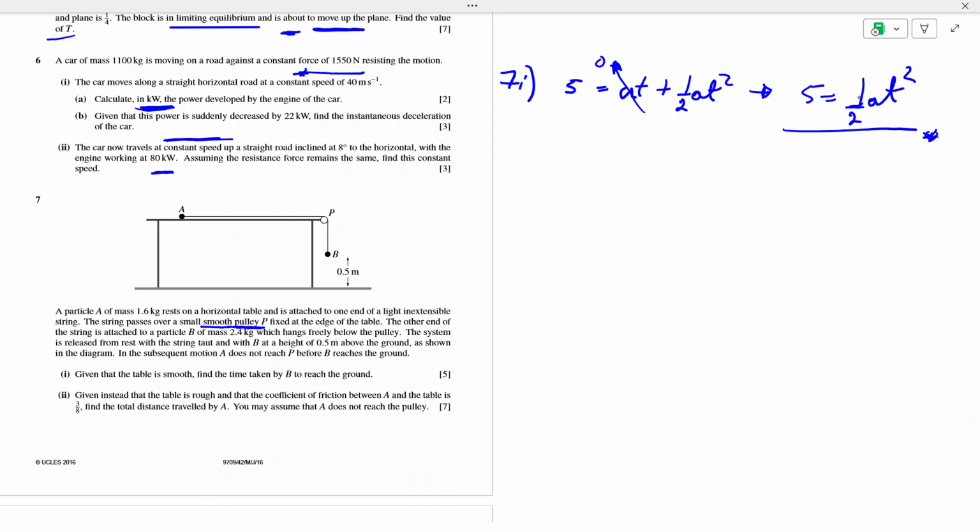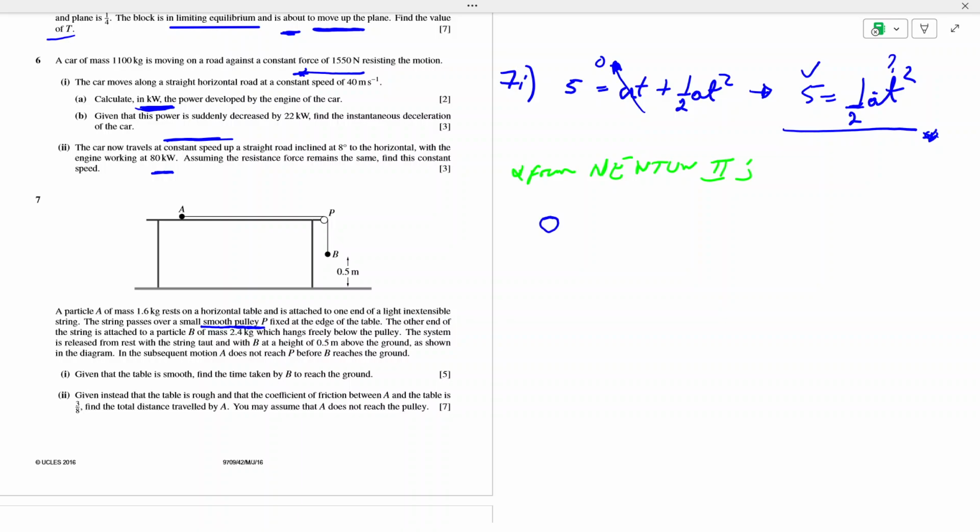Now we have s and we need t. We don't know what a is, but we can calculate it. We're going to apply Newton's second law again. From Newton's second law, I'm going to have two equations. You're going to have to break down the system here. Let me show you.